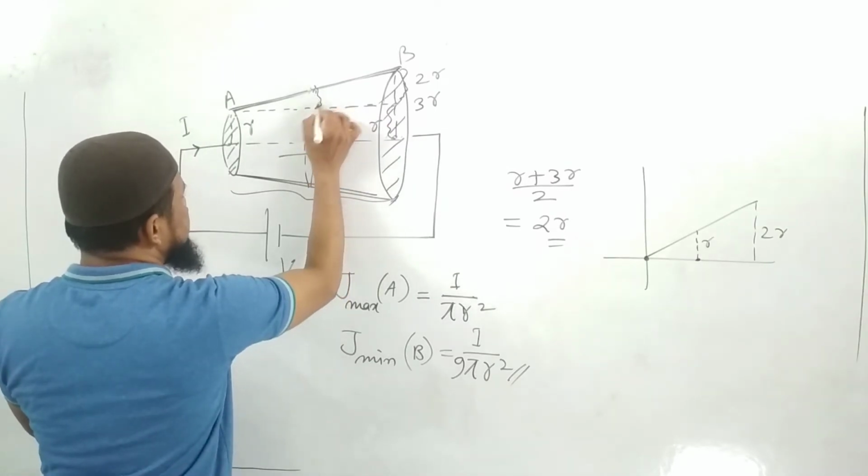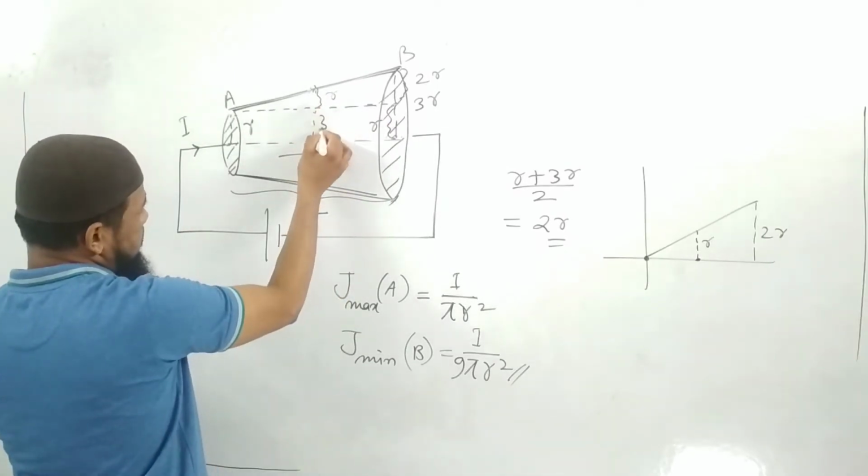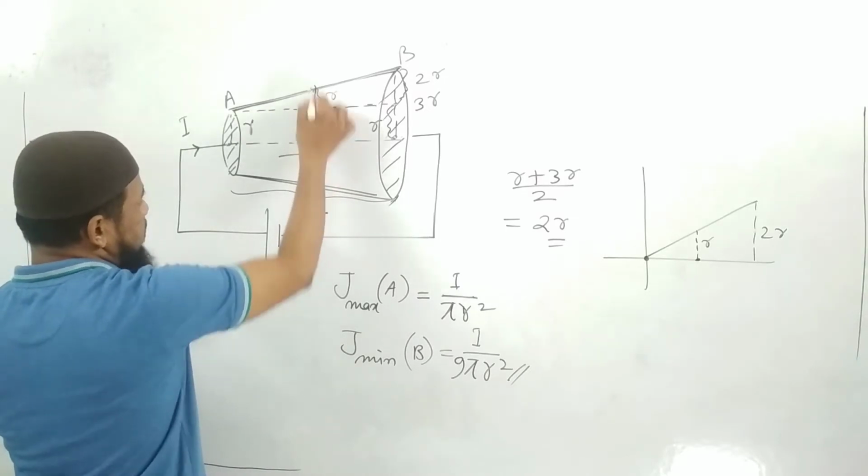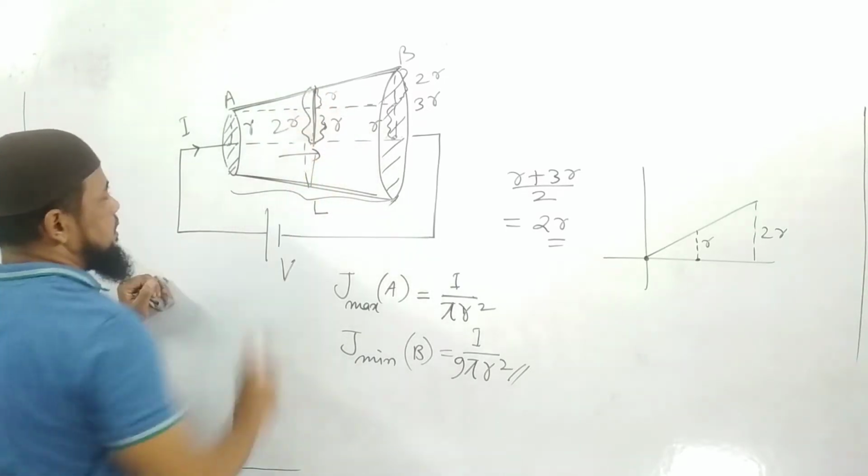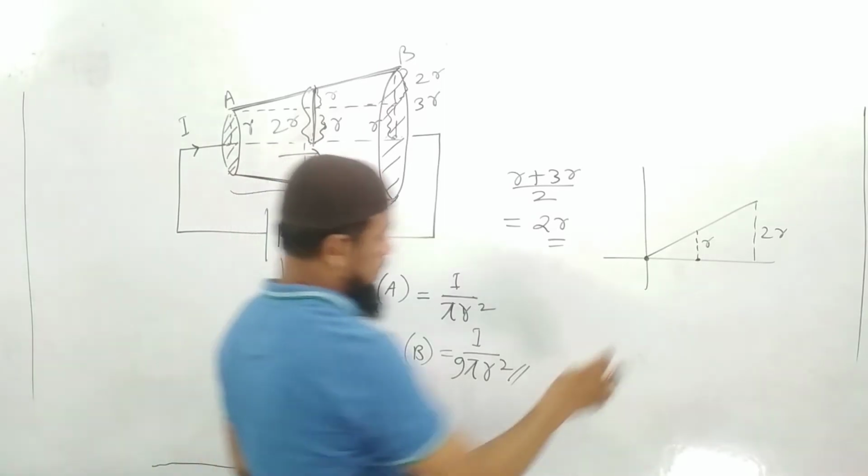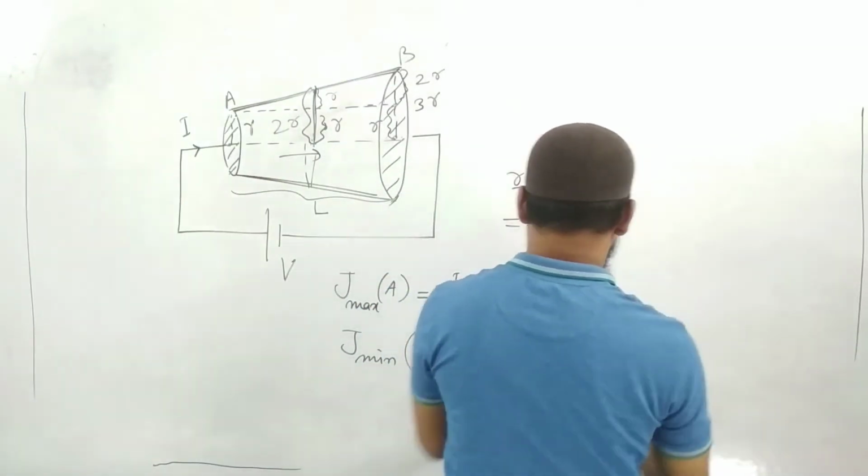Exactly at the middle point, how much will the radius become? This will become r. Again, from here to here, this is r. So from here to here, this will become a total of twice r. Anyway, so the radius at the midpoint will become twice r.